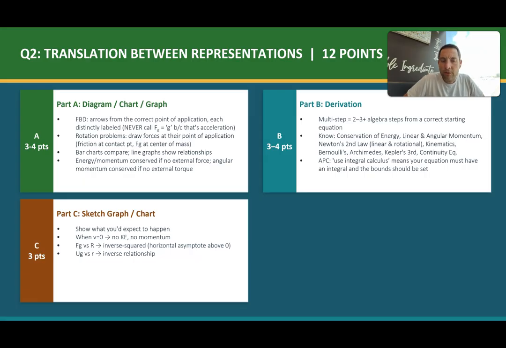When velocity equals 0, that means you have no kinetic energy and no momentum. Keep that in mind, because if you're drawing a momentum bar chart for something that's at rest, you shouldn't have any momentum for that object at rest.